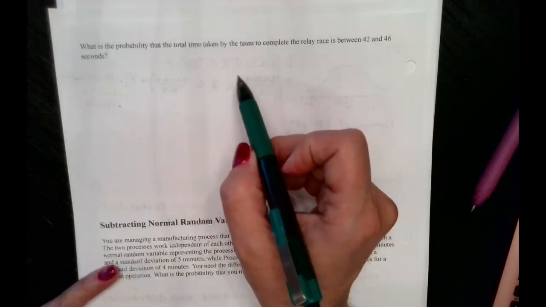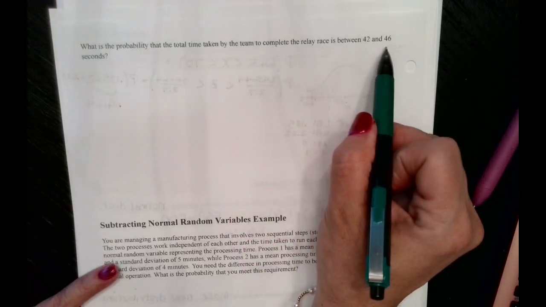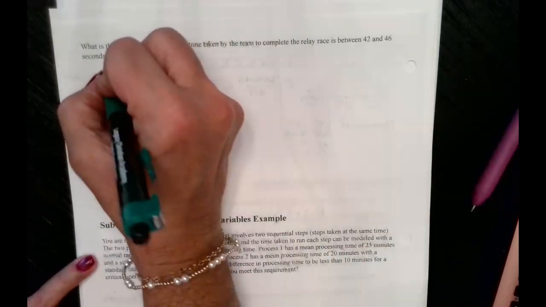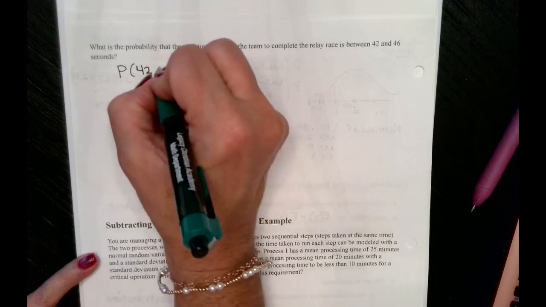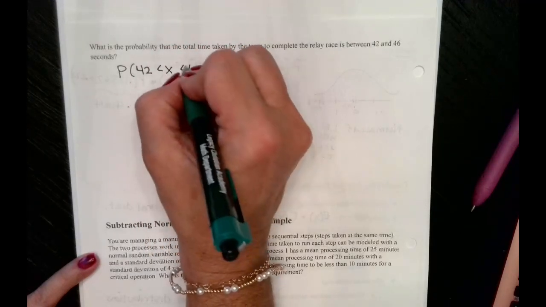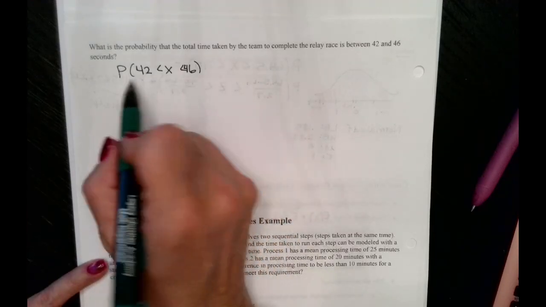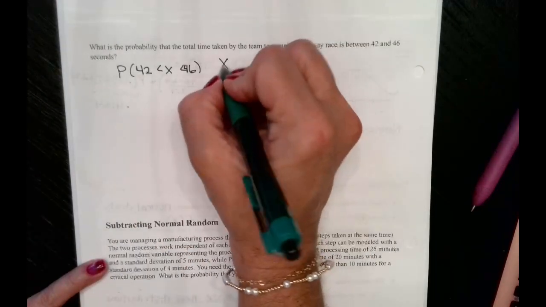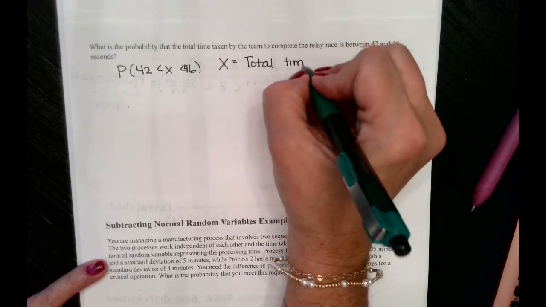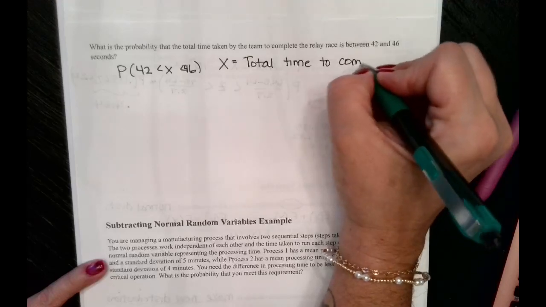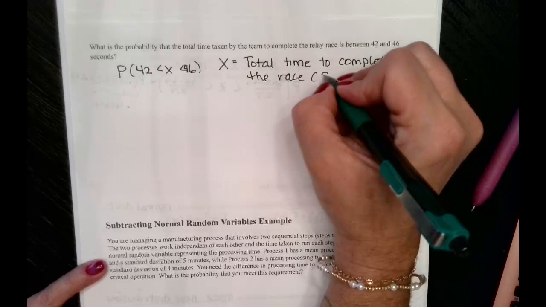Okay? So, my question is right here, and it says, what is the probability that the total time taken by the team to complete the relay race is between 42 and 46 seconds? So, probability is going to be between 42, and I'm just going to use x, and 46 seconds. Okay, so remember, the first thing here is communicate. So here's my probability statement, but I have to define my x variable. And this is going to be the total time to complete the race. And I'm going to go ahead and say that this is going to be in seconds.